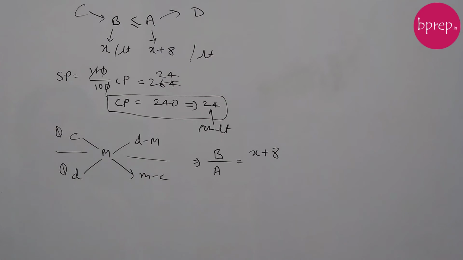And now what is mean price? So here we are considering, for dearer material, 1 liter price, X plus 8. And here also we will consider 1 liter price. So for mean we will consider the price of 1 liter. So here in our case mean is 24, okay, which is the cost price per liter.